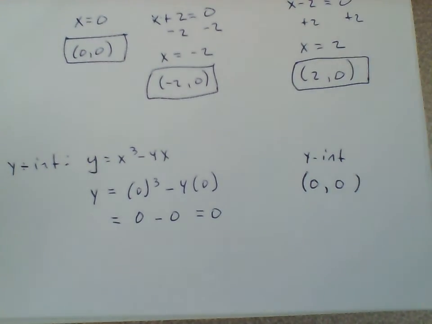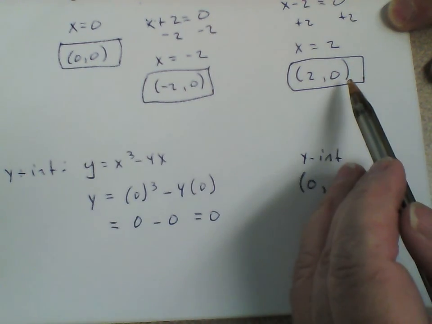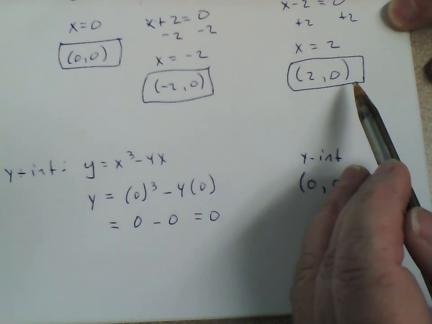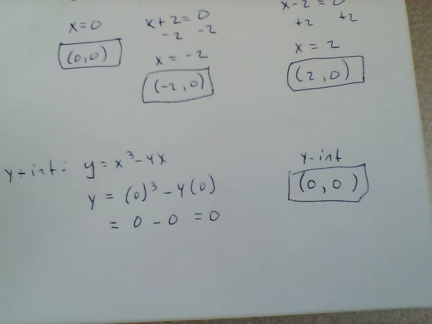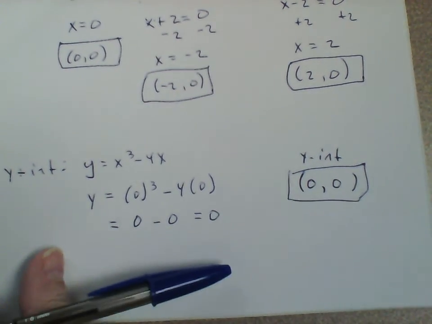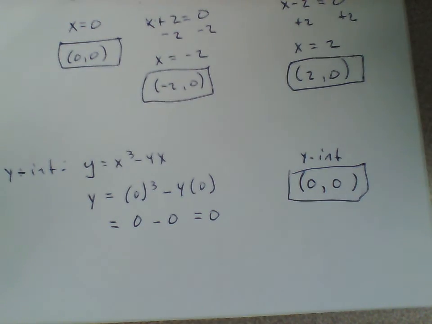So our x-intercepts are (0, 0), (negative 2, 0), and (2, 0). And our y-intercept is the point (0, 0). That's all there is to it for y-intercepts.